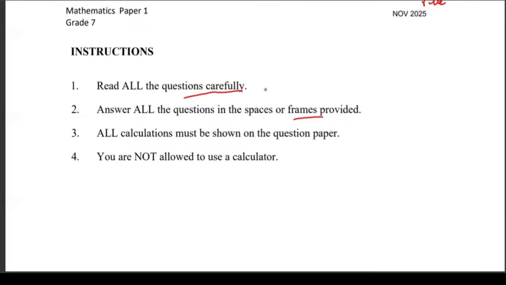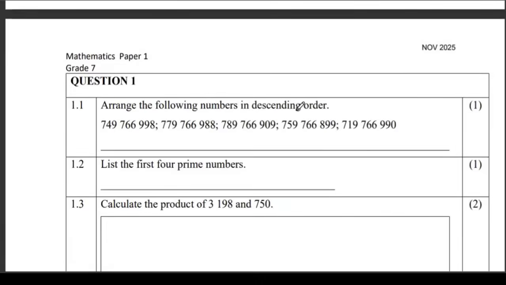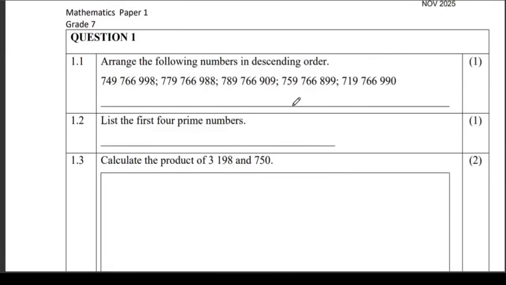All calculations must be shown on the paper. You are not allowed to use a calculator. Okay, so we shall try not to use a calculator. Okay, so question number 1, which is the first part, 1.1, arrange the following numbers in descending order.